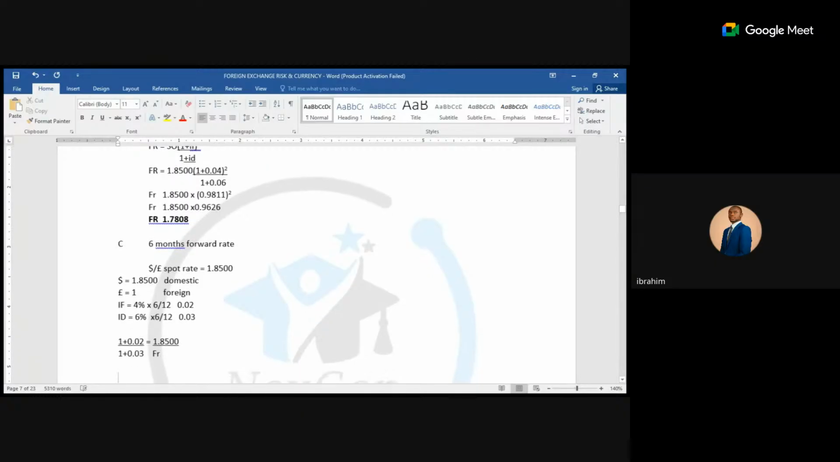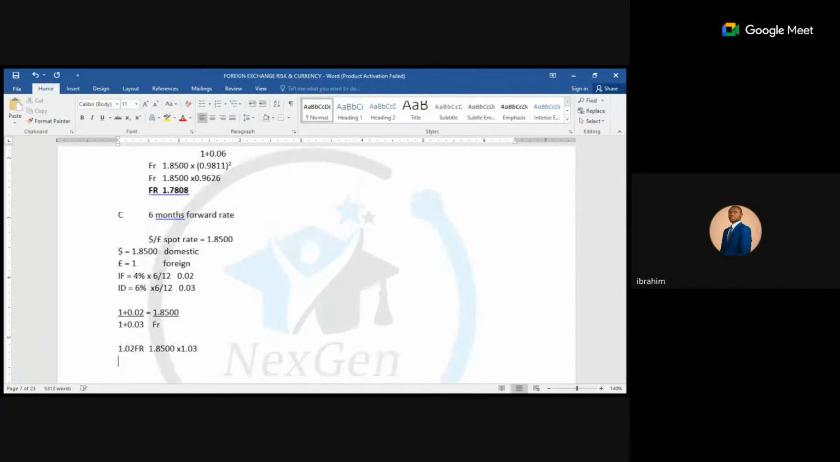So we can have the forward rate. When you divide this one, the left hand side, what do you have? Okay, let's do it this way. Forward rates. We have 1.0 FR equals 1.8500 times, this is important, let's do it like this, 1.02. So we have 1.02 FR. So when you multiply this, what do you have?